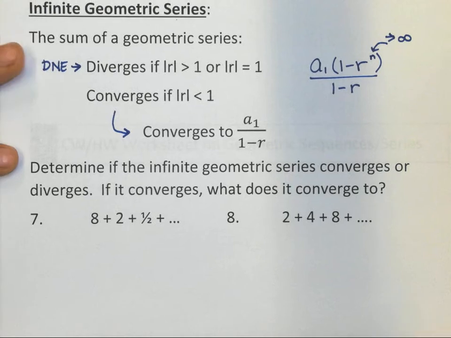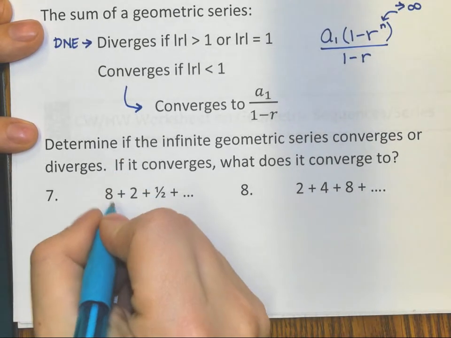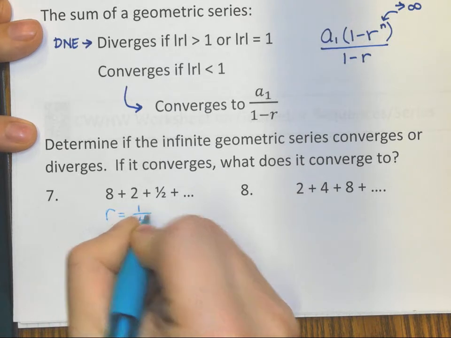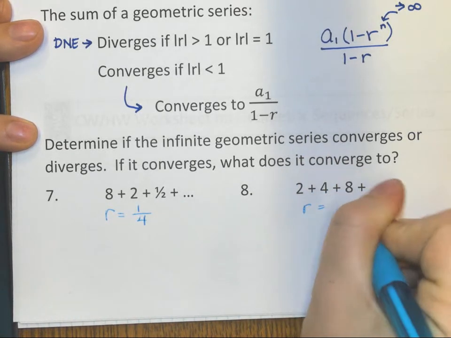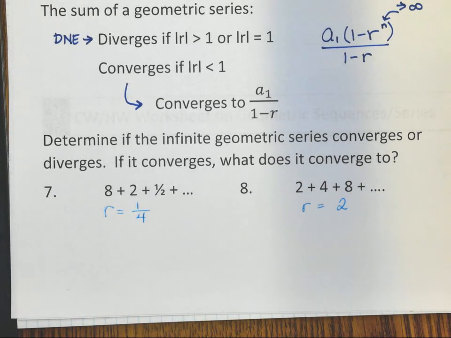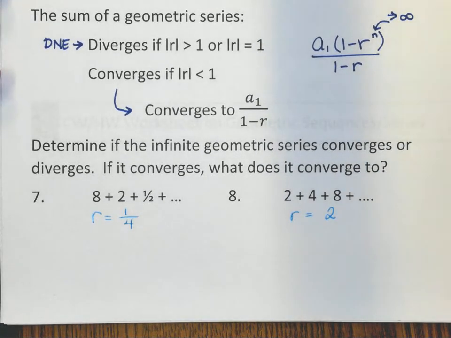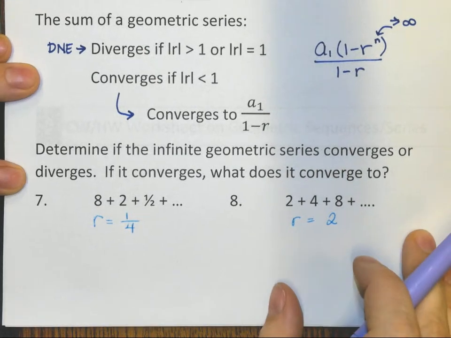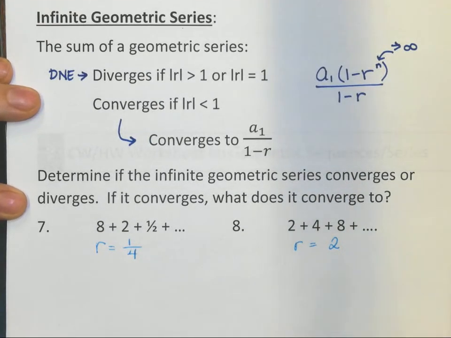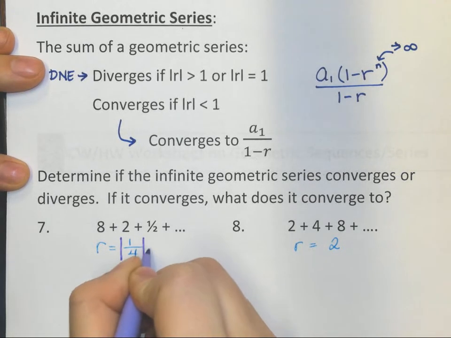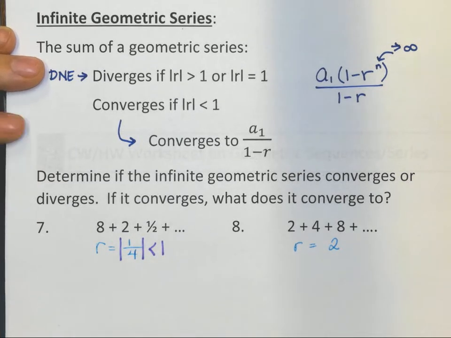All right. So, on number 7, what is the ratio? 1/4. What about number 8? What was the ratio on number 8? 2. So let's start by figuring out whether or not there is an infinite sum. Does it converge or diverge? What about number 7? Does it converge or diverge? It converges because the absolute value of that is less than 1.